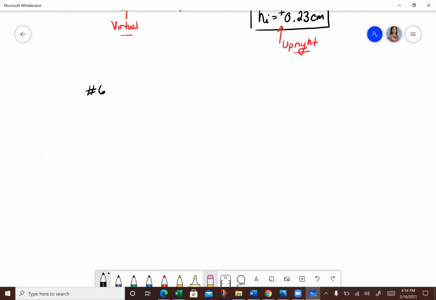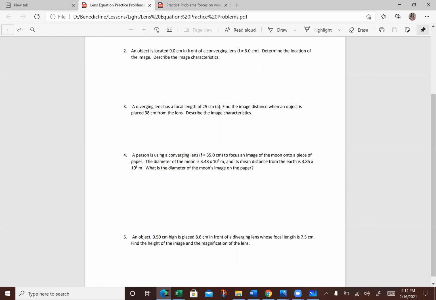Oh, sorry, not number 6, going backwards to number 4. So number 4, you have a converging lens being used to take a look at the moon. If we go back to this, we have a person using a converging lens that has a focal length of 35 centimeters. So the first thing is you have units in centimeters. The diameter of the moon is in meters, and the distance to the Earth, that would be your object.